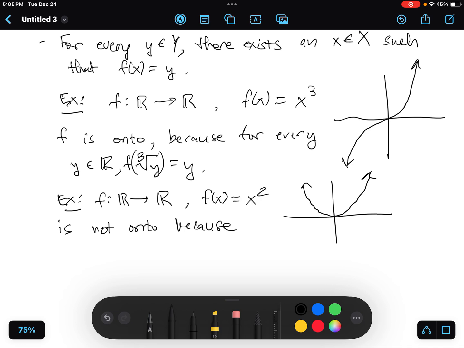If you plug in the real numbers into the function that squares the numbers, you're going to miss all the negative numbers. So it's not onto because there is no real number x such that f of x equals -3. Or you could just replace that with any negative number.